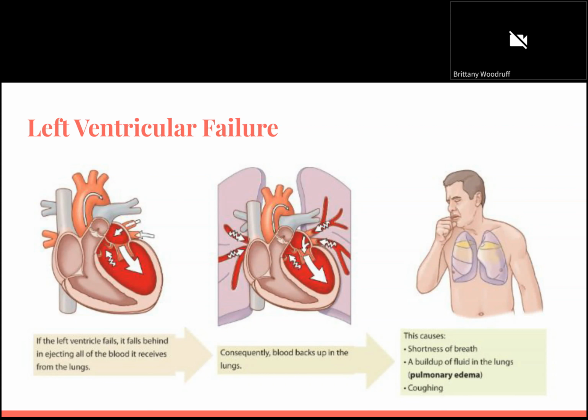So you're going to see shortness of breath. You're going to see pulmonary edema. Pulmonary meaning lungs, edema meaning swelling, fluid. The pulmonary edema is going to be buildup of fluid in the lungs. Coughing. So left ventricular failure, left-sided CHF, is associated with lung symptoms. Why does this happen? Blood backs up into the lungs. Okay, so this is 2, and then this is 3.